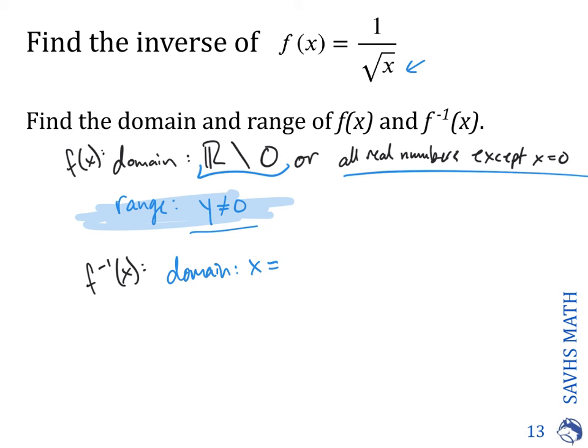So x cannot be 0. And the range of the new function is the same as the domain of the old function. So the range here is y can't be 0. Remember that we're flipping the x's and y's, so this is confusing because the inputs of a function are the domain, but they're always the x values. And so the domain is always going to be values of x, but we take the range of the original function and make that the domain of the inverse function.